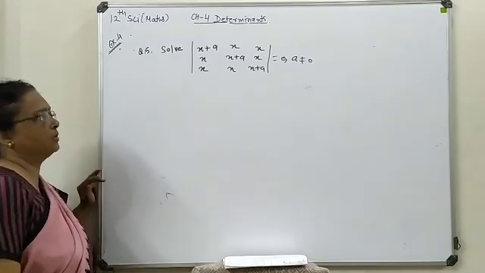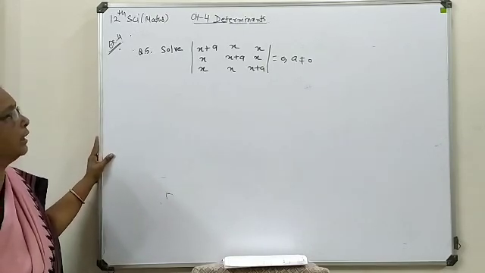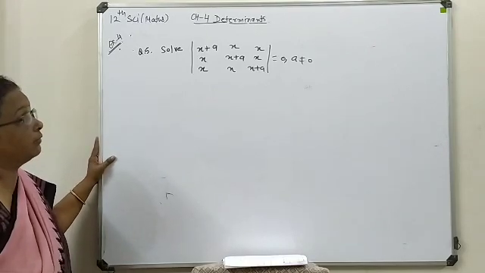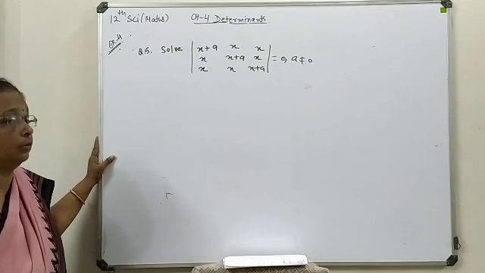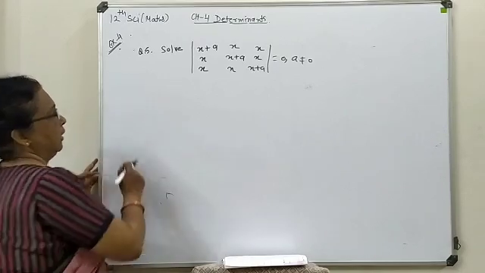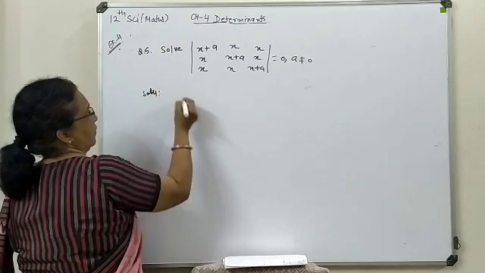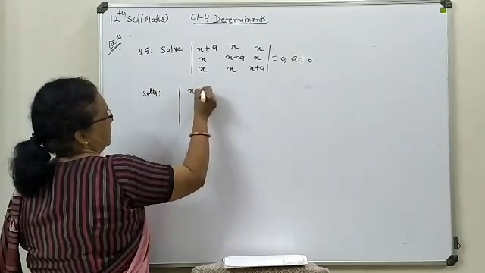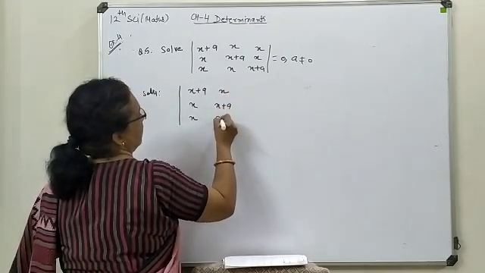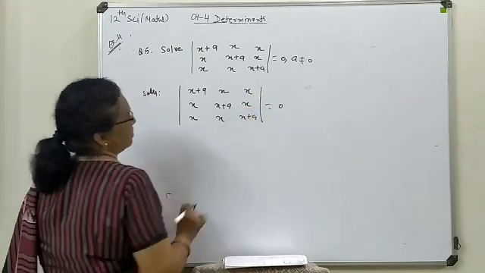Now this is to be sorted out. First of all, if possible, try to implement the properties. Here either go for addition of columns or rows. Here we are going to make an addition of rows, second row to first one, third row to first one. So first we write the given relation: x plus a, x and x. This is x, x plus a, x. And x, x, x plus a, and that is equal to 0.